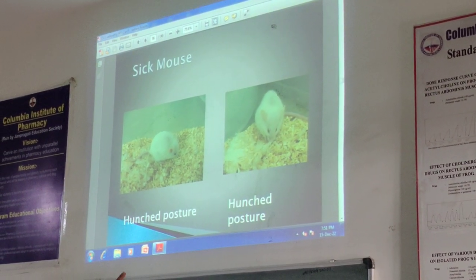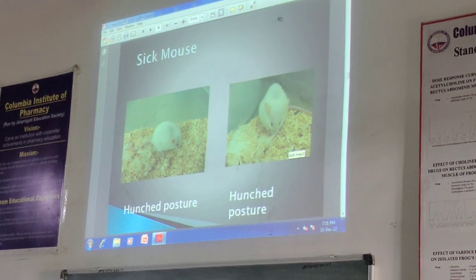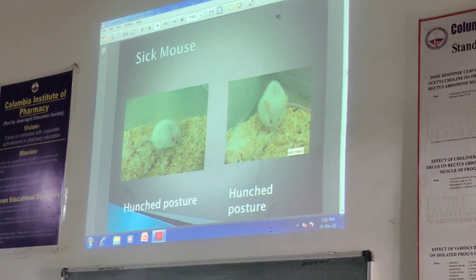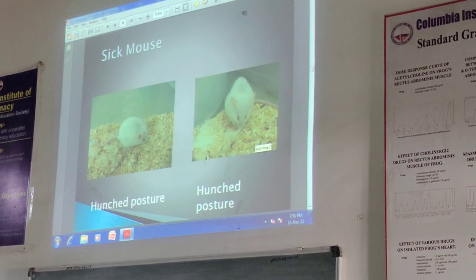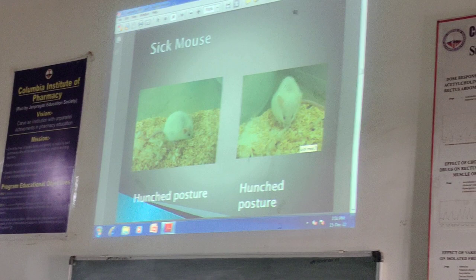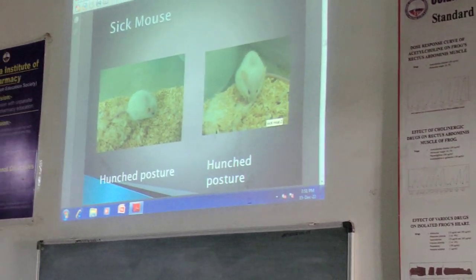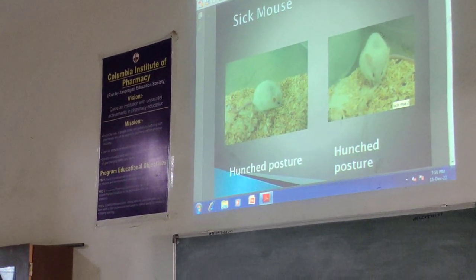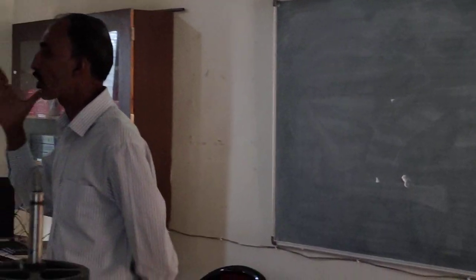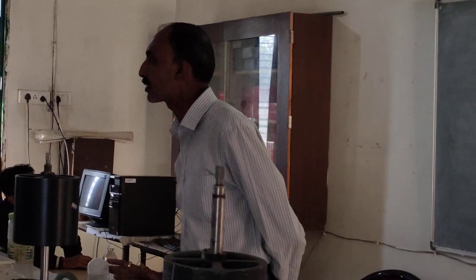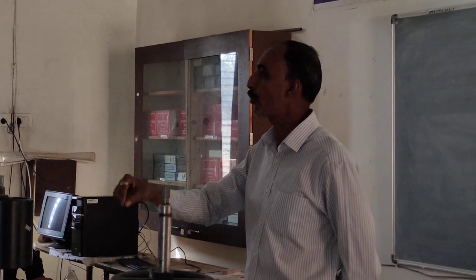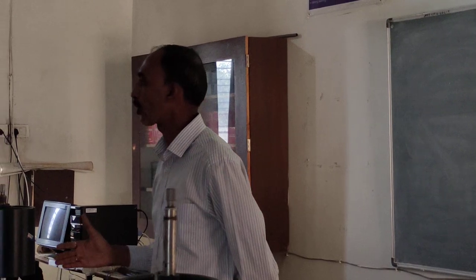But in case of the previous one, how was the posture? This particular sitting pattern and the behavior of that animal will indicate, by visual observation itself, whether the animal is in healthy condition or suffering from any sort of stress, pain or disease. That expertise will come to you by continuous observation and continuous working in the laboratory.